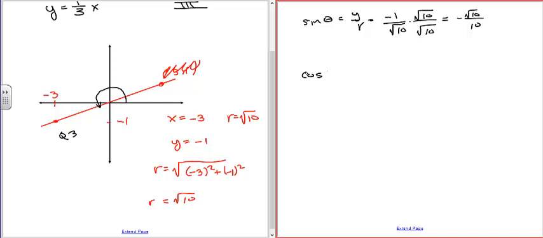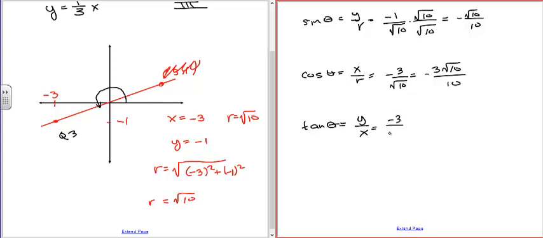The cosine of theta is x divided by r. X is -3, r is the square root of 10, so you get -3 square root of 10 over 10. Then the tangent of theta is y divided by x. Y is -3, x is -1. Never leave double negatives, so you just get 3. So that's the tangent of theta.